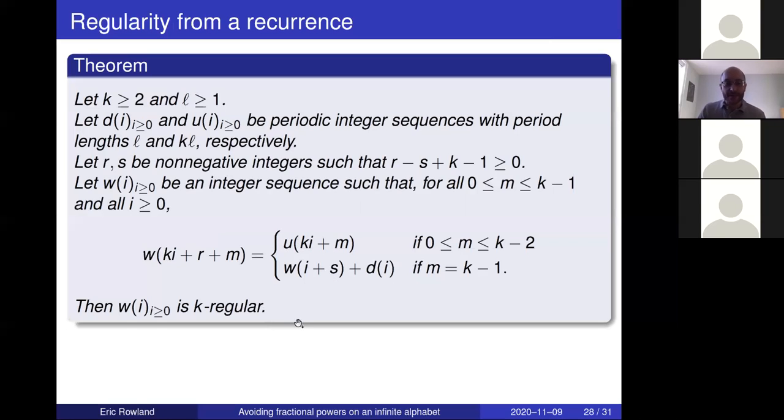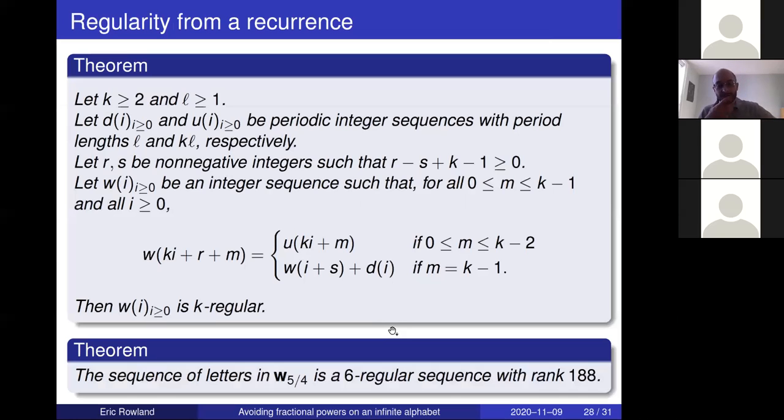Yeah, anyway, this is a fairly technical theorem, but what it lets us conclude is it lets us put an upper bound on the dimension of the vector space containing all the 6-shifts of W5/4. And from that, we were able to actually establish the minimal dimension of the vector space to be 188. So we say that the sequence of letters in W5/4 is a 6-regular sequence with rank 188.